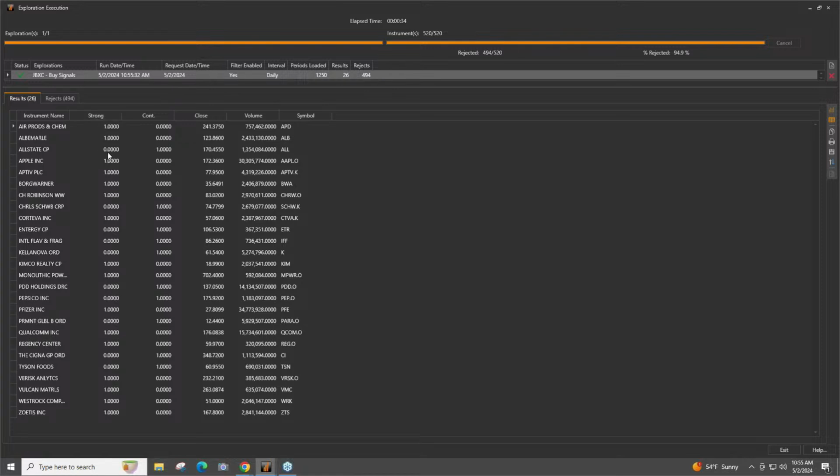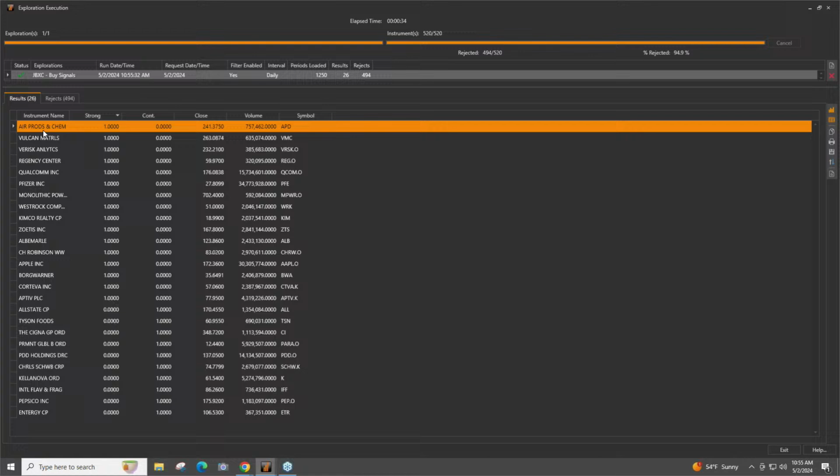right here in the strong column, we're going to have strong buys. That'd be quite a few of them, actually. I could open these up. I could save them to a list. But now instead of looking at all 520, I'm going to look at maybe exactly 26. 494 of them I just don't have to look at. So that makes it easy.